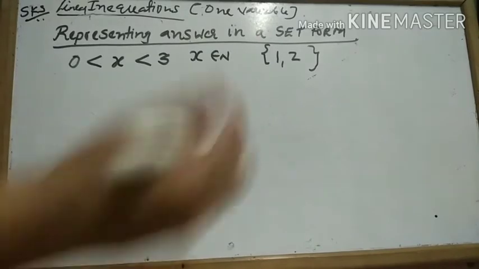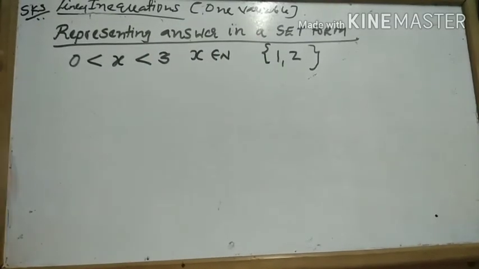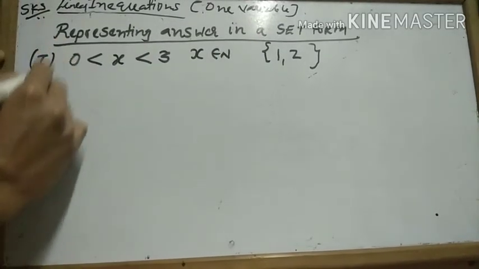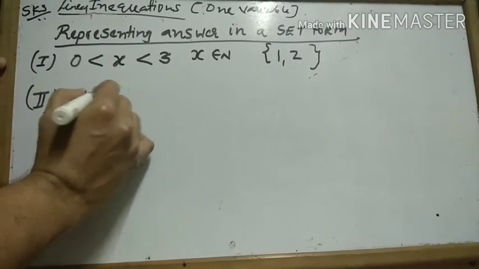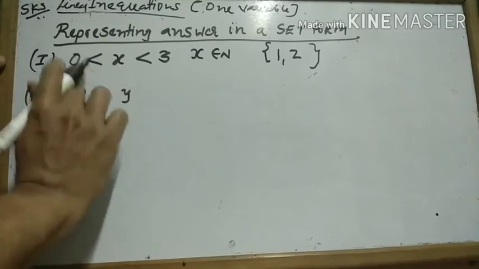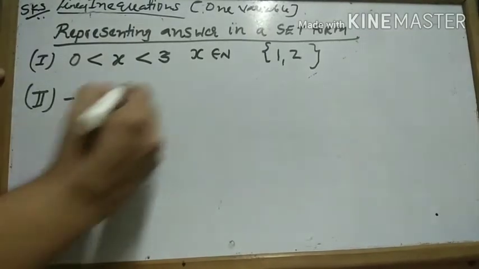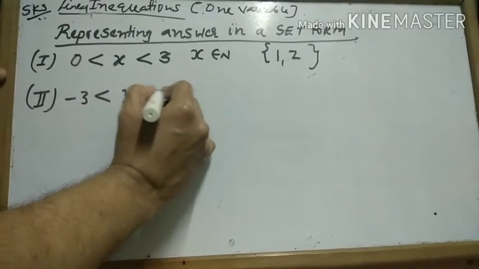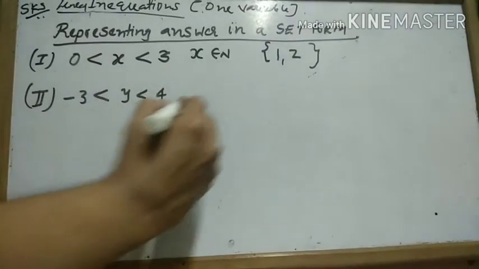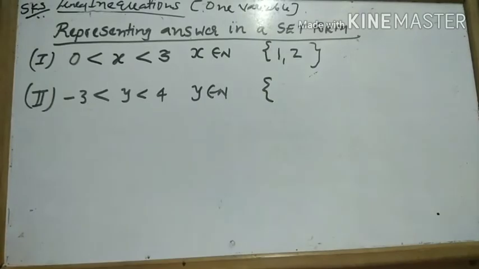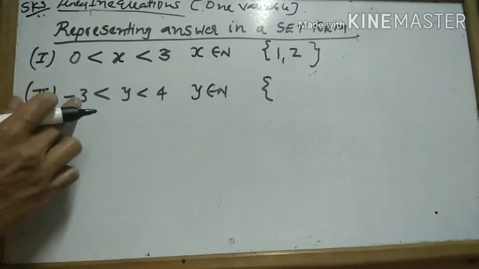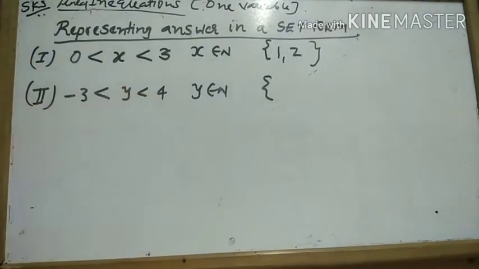Say for example, I am taking one more example over here. This was the first example. Now the second example: negative 3 is smaller than y, and y is smaller than 4. Here y belongs to natural numbers. Then what will be the answer? Remember, y is greater than negative 3.